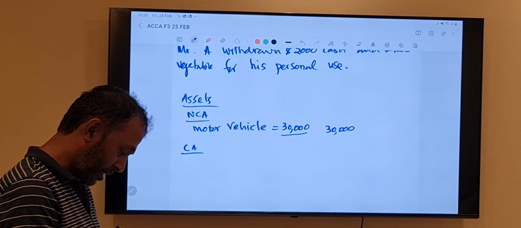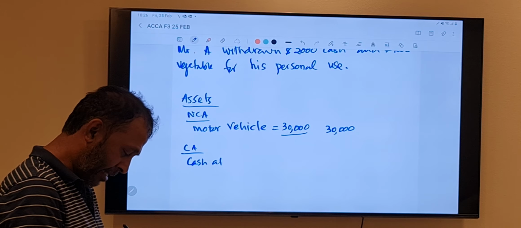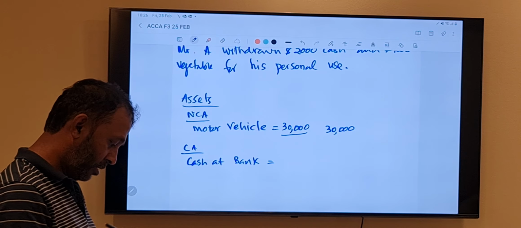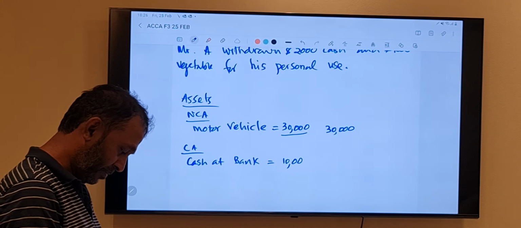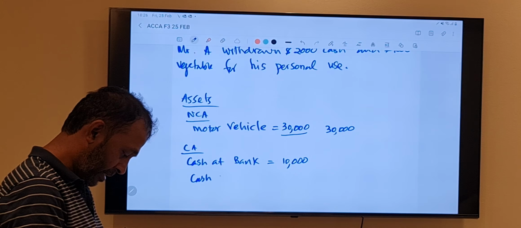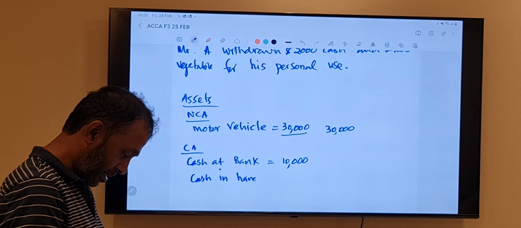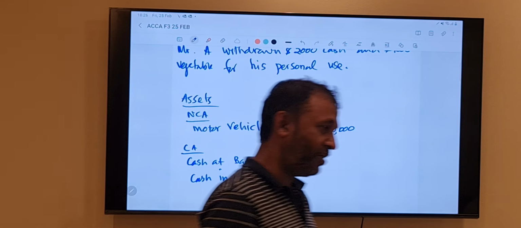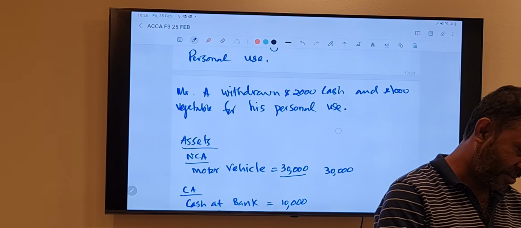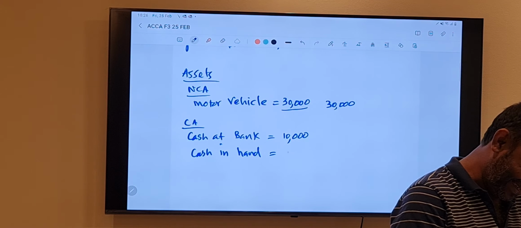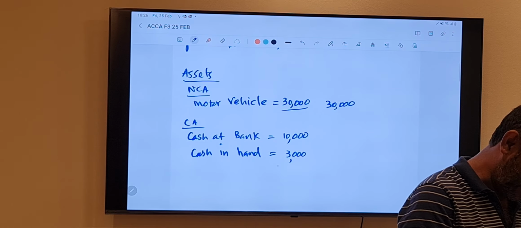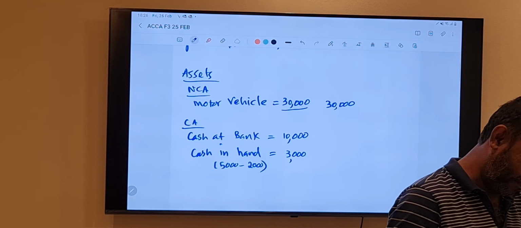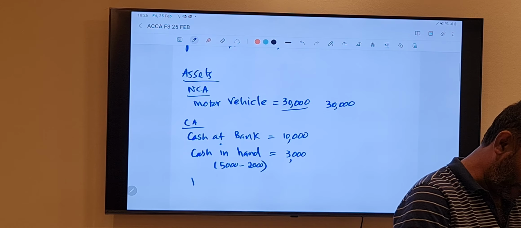Current asset, cash at bank. Another 10,000. Cash in hand. How much? 5,000. Yeah, no, not 5,000. You've got to be careful now. 3,000. 3,000, yes. So that is 3,000. Doubt understood? Okay. Then the receivable.